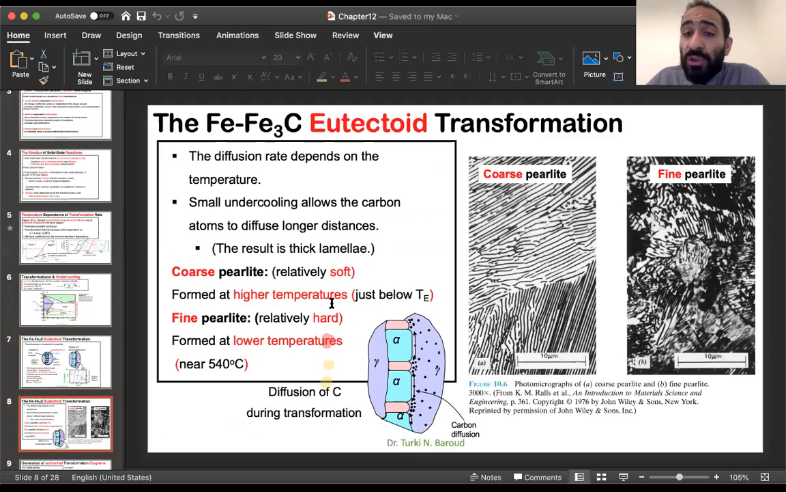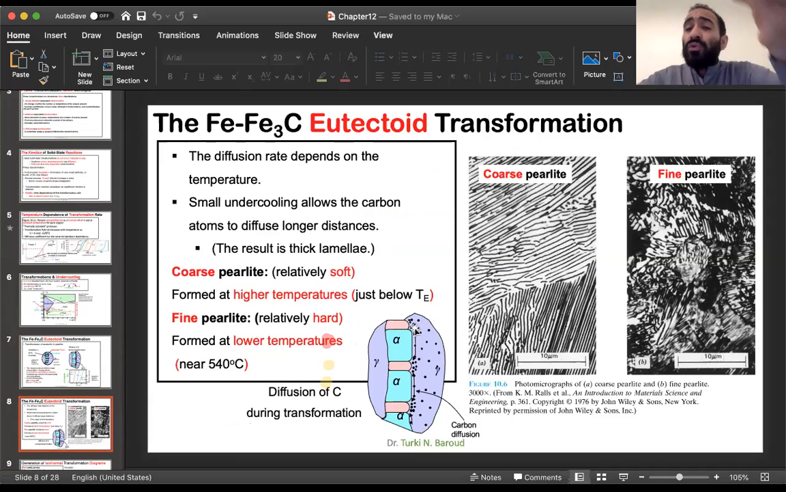Now, if you cool down to a higher temperature, you're going to get coarse pearlite. You see, you're going to get thick layers. Why are you going to get thick layers? Because the carbon is energized. They can diffuse a longer distance to form the iron carbide phase.